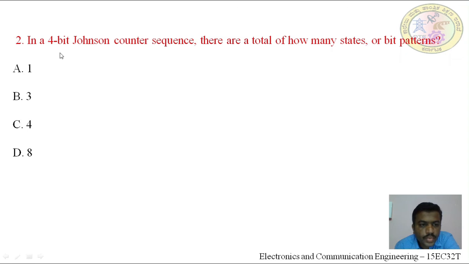Second, in a 4-bit Johnson counter sequence, there are a total of how many states or bit patterns? Options are A 1, B 3, C 4, D 8. Using an n-bit Johnson counter, we can generate 2n different output sequences. Hence, if we have a 4-bit Johnson counter, then we can generate 2 into 4, that is 8 different output sequences. The answer for this question is D, 8 different output states.